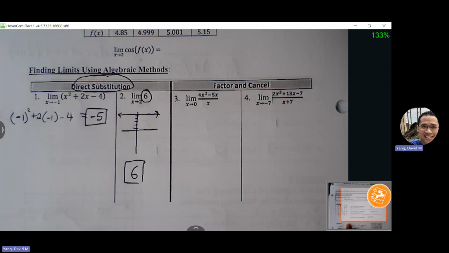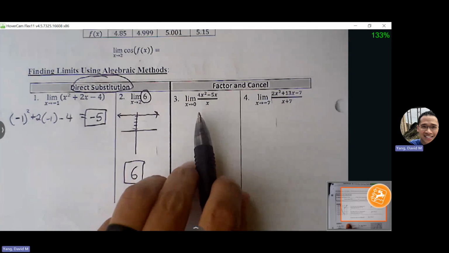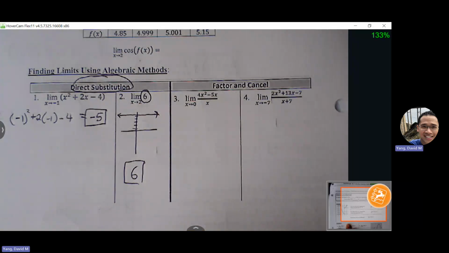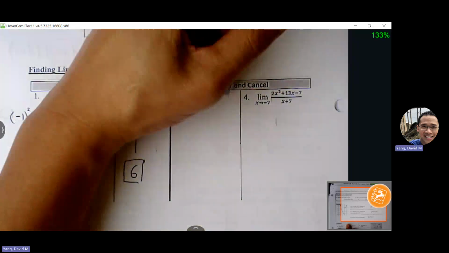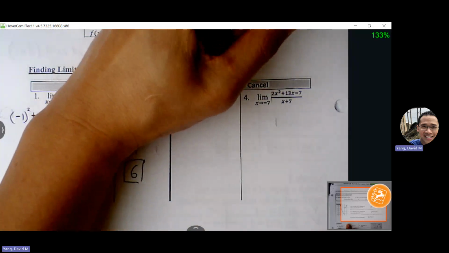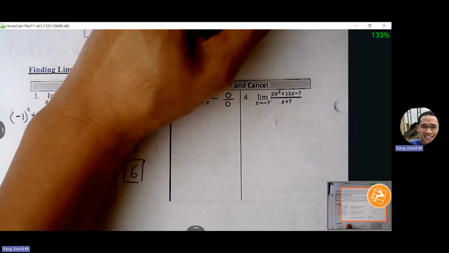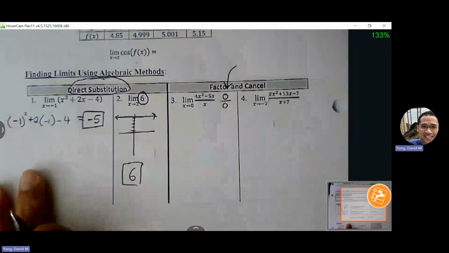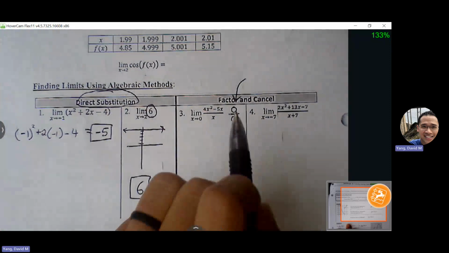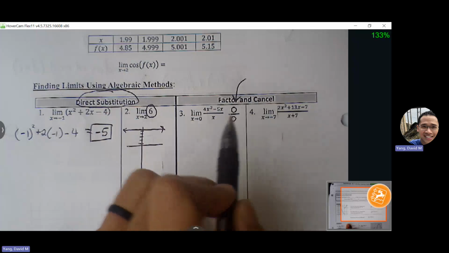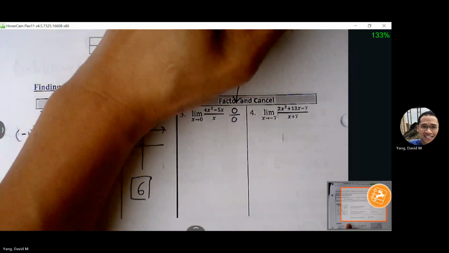Okay, number 3. Let's always start off with direct substitution. And if we run into an issue, then we can explore further. So let's plug 0 in. What do we get when we plug 0 in? A numerator of 0. Okay, so this 0 over 0 is a form that we call indeterminate form.